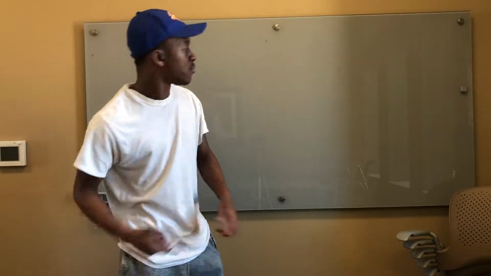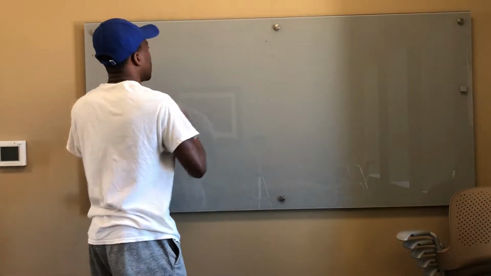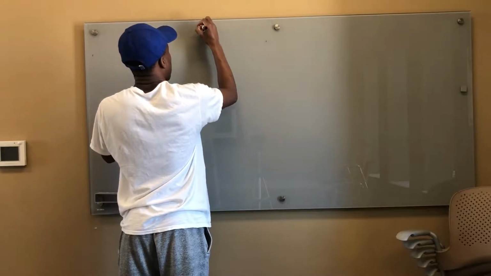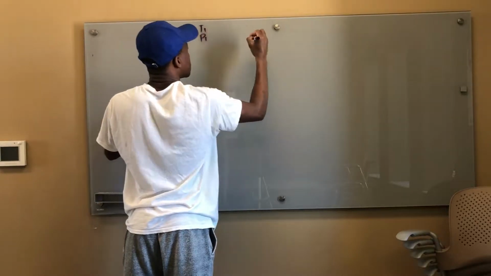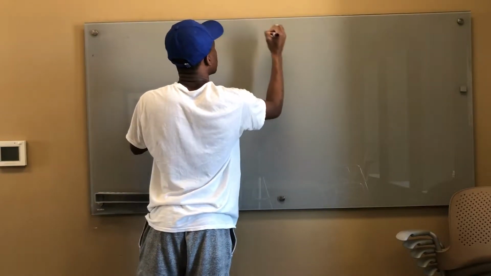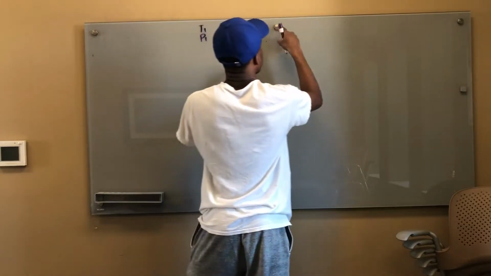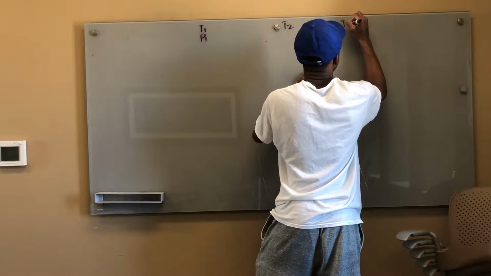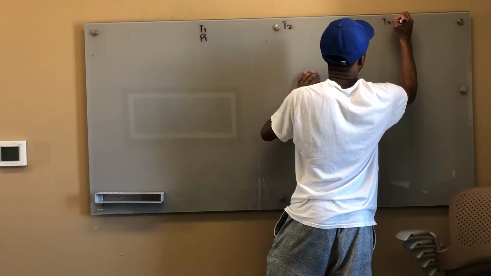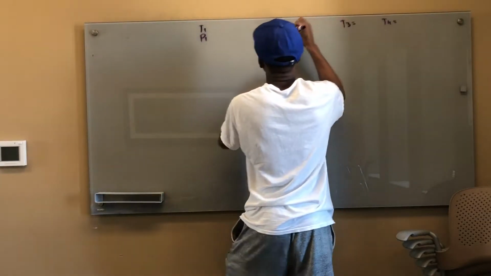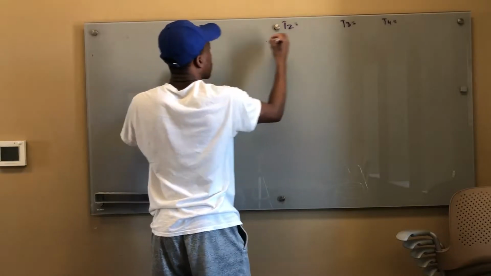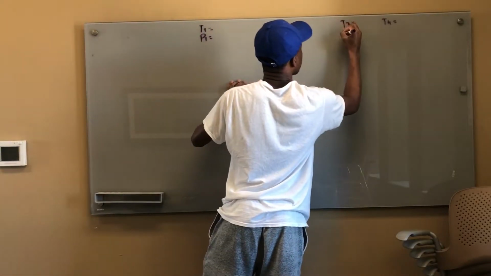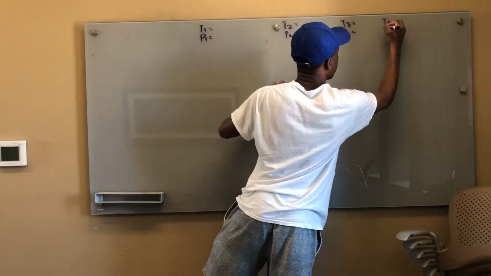Now, what we're always going to do is list what I know first. I'll do T2, I just don't want it to run into this right here. So I'll do T2 over here, T3, and T4. P2, P3, P4.